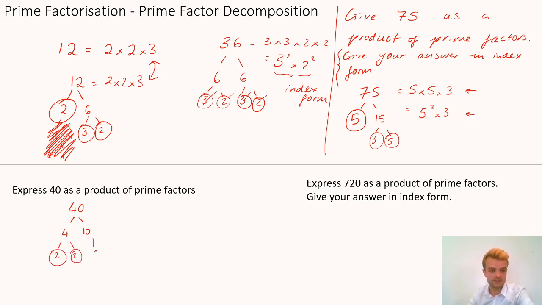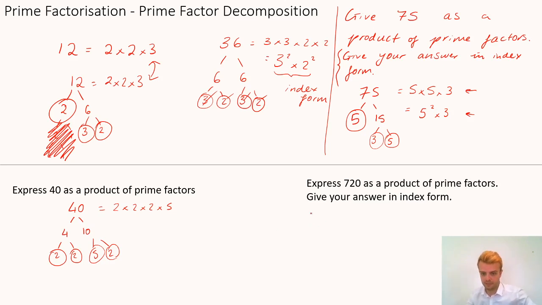10 breaks down into 5 and 2. Again, those are both prime, so I'll stop and circle them. And that's it. So 40 is those numbers multiplied together: 2 times 2 times 2 times 5. Now this question did not say give your answer in index form, so I don't have to write that as 2 cubed times 5. I don't have to, so I'm just going to leave that as it is.